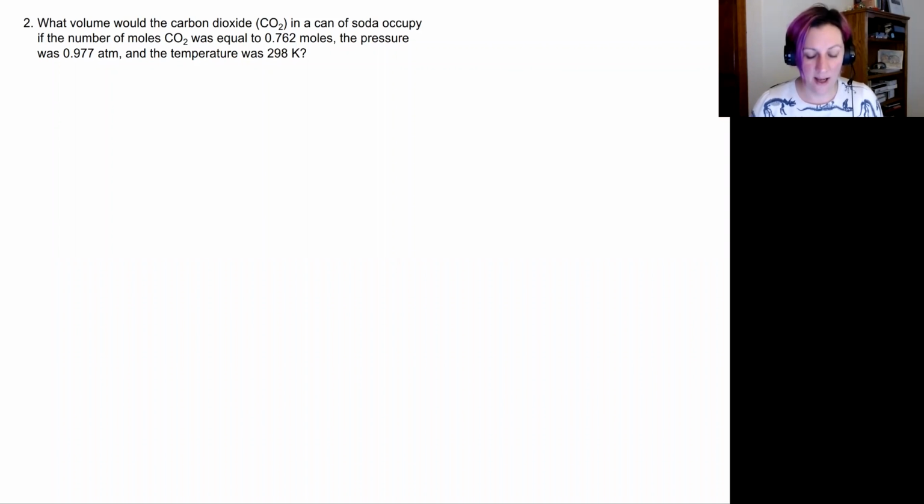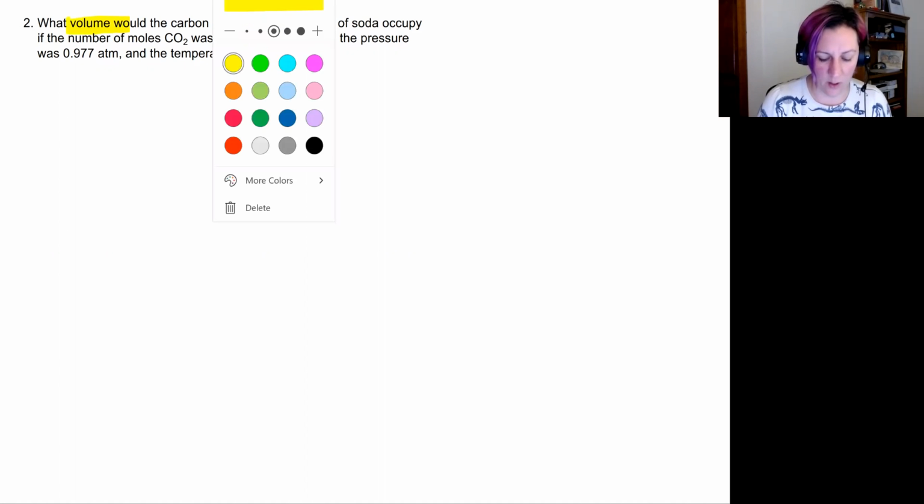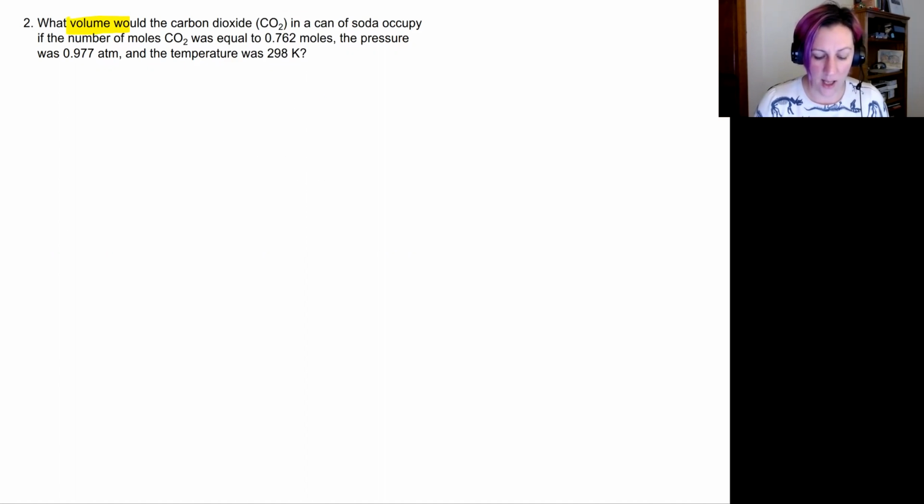So here I have a word problem about carbon dioxide in a can of soda. So let's extract some information from it. So what volume? So I need to figure out what volume is. So that's my big question mark. Would the carbon dioxide in a can of soda occupy if the number of moles of carbon dioxide was equal to 0.762 moles, the pressure was 0.977 atmospheres, and the temperature was 298 Kelvin, which is room temperature.